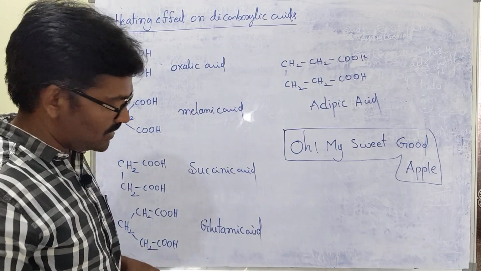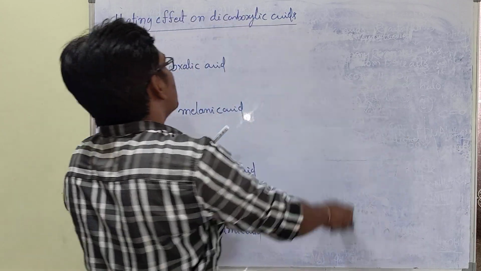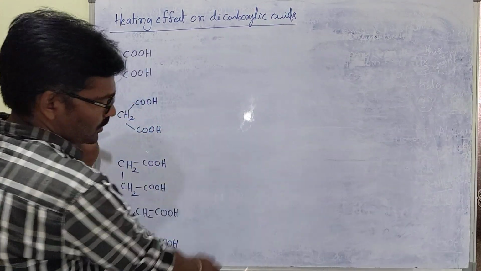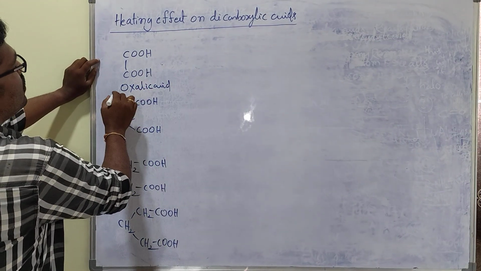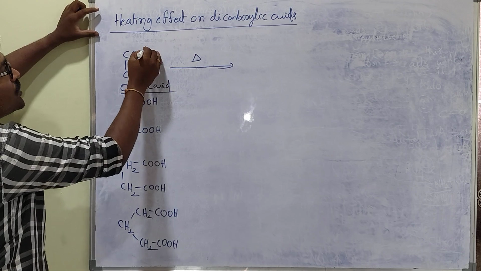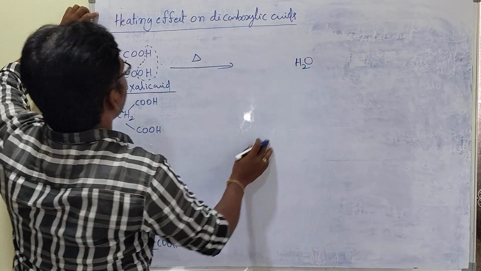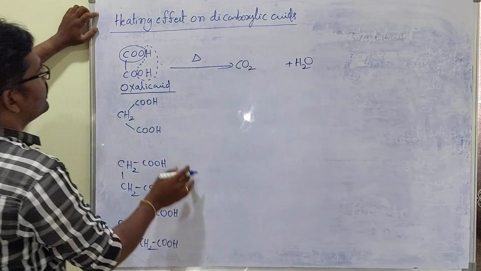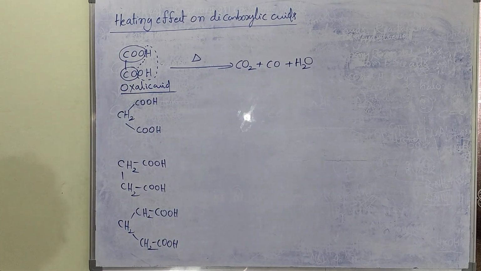On heating, how are these converted? Sir, first, oxalic acid, COOH-COOH. On heating, observe carefully what happens. First H2O will be lost, then CO2 will be lost, then CO will be lost. So CO2, CO, and H2O.